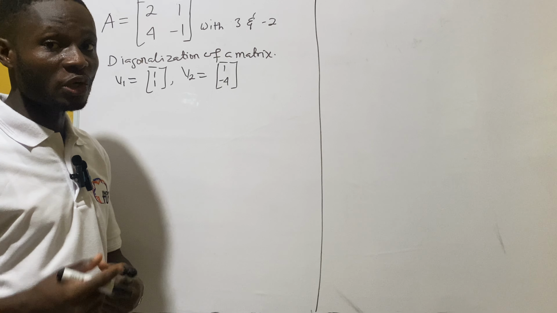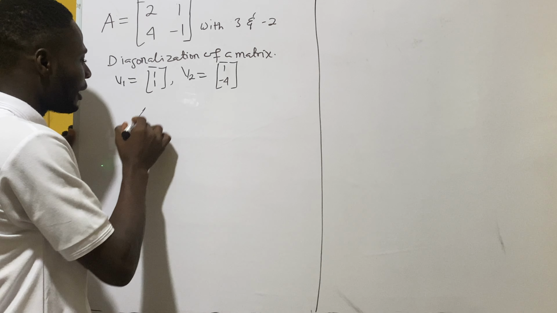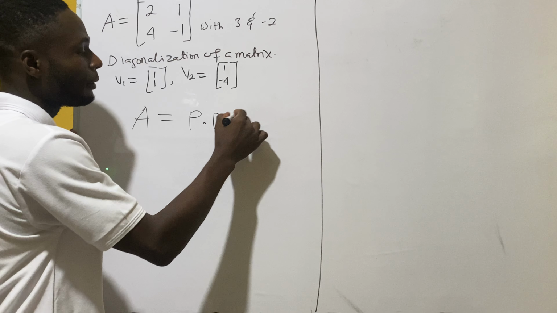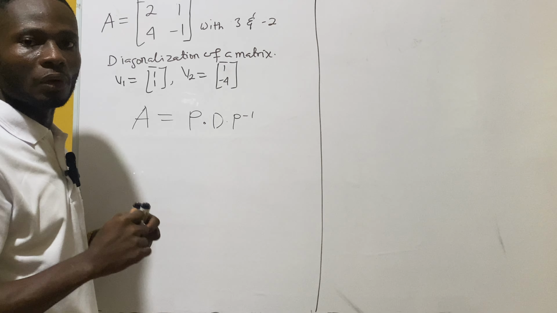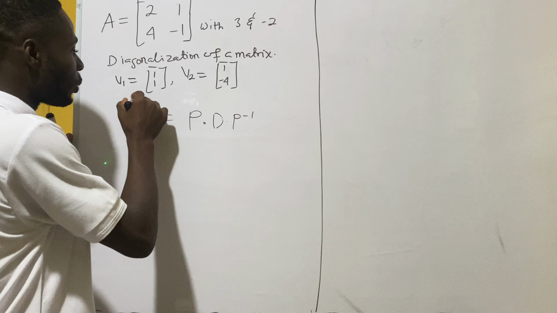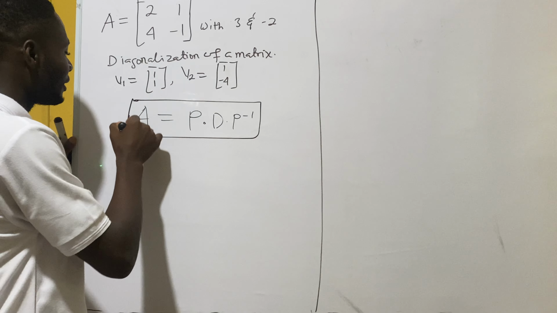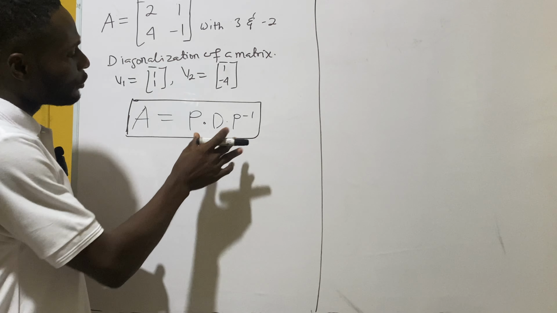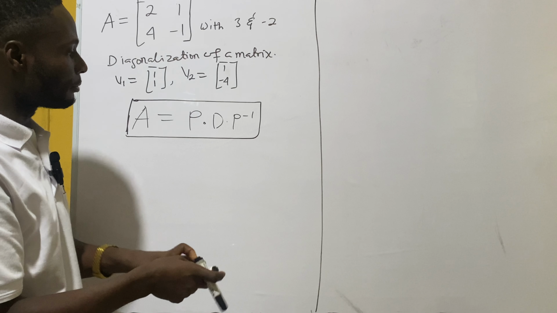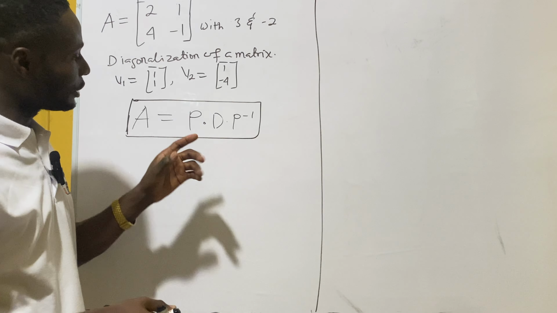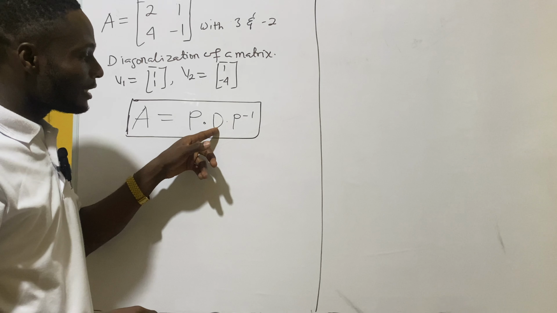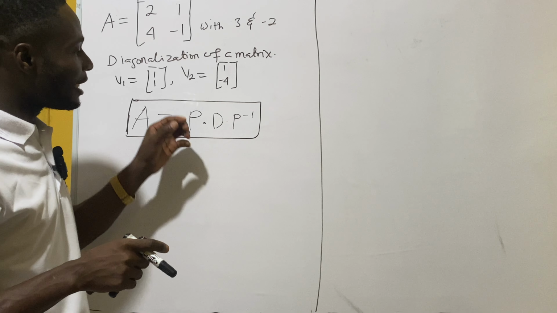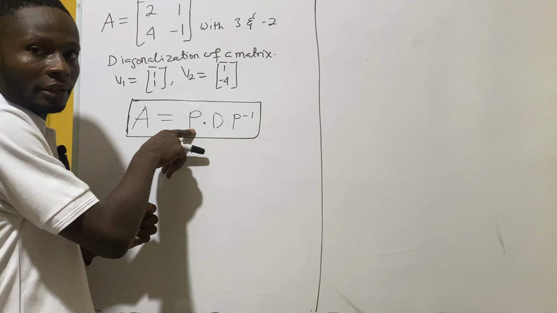We have a well-known equation for it, right? That is A equals P times D times P inverse. This is the equation that we use to check if a matrix is diagonalizable. We don't change the position of these matrices. So P times D, where D is the diagonal matrix, and P inverse is the inverse of P.